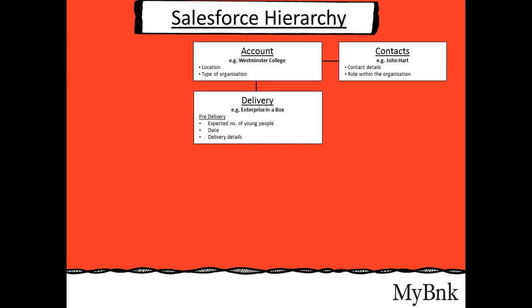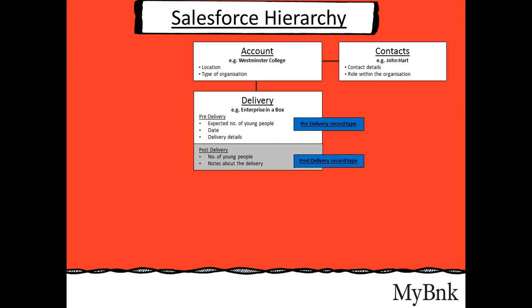Pre-delivery, entered by Graham, as mentioned before, is information like the expected number of young people, date, and further delivery details. This is the so-called pre-delivery state of the record. You will have to change that pre-delivery state into a different record type, which is then called post-delivery. Don't worry too much about it. This sounds very theoretical. It'll be very easy once you see it happening in action.